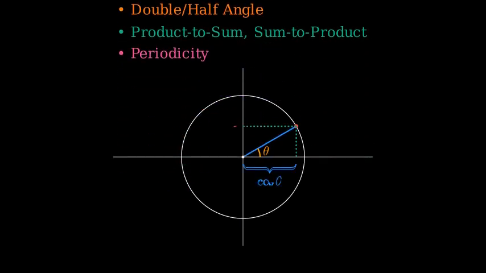First, big picture intuition. On the unit circle, the x-coordinate is cosine of theta, and the y-coordinate is sine of theta. If we drop perpendiculars to the axes, we can see sine and cosine as horizontal and vertical projections.